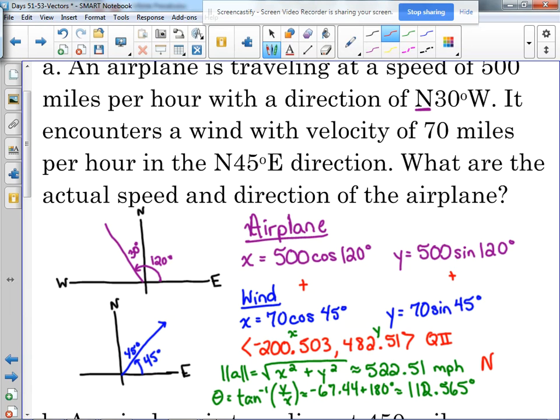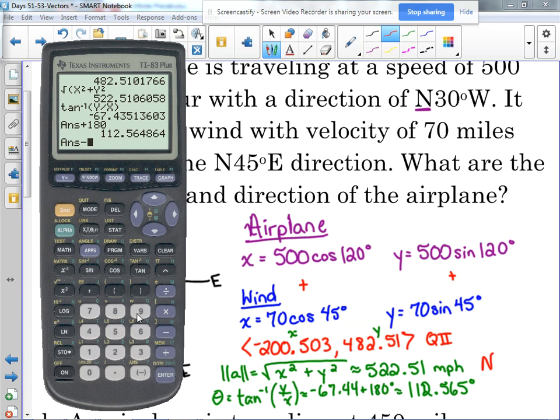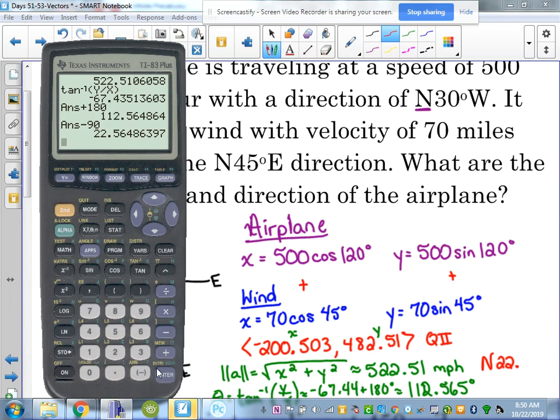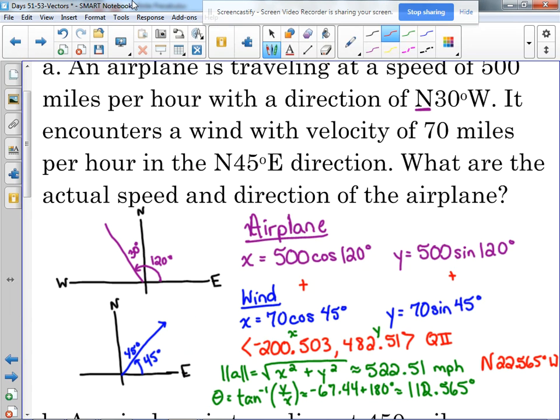we get north. If we subtract 90, north 22.565 degrees west. That is equivalent to 112.565 degrees. So the actual speed, 522.51. The actual direction, either 112.565 or north 22.565 degrees west.